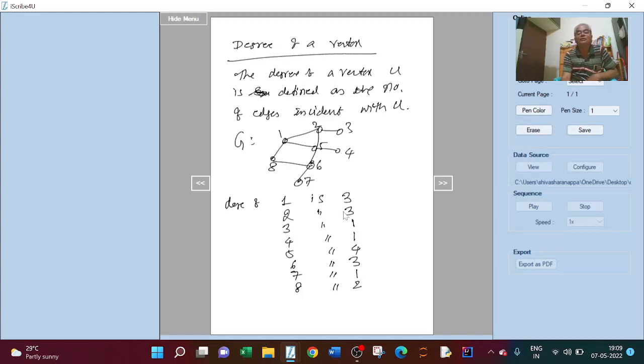I'm sorry. 1, 2, 3, 4, 5, 6, 7, 8. The degree of 1 is equal to 3. Degree of 2 is also equal to 3. Degree of 3 is 1.